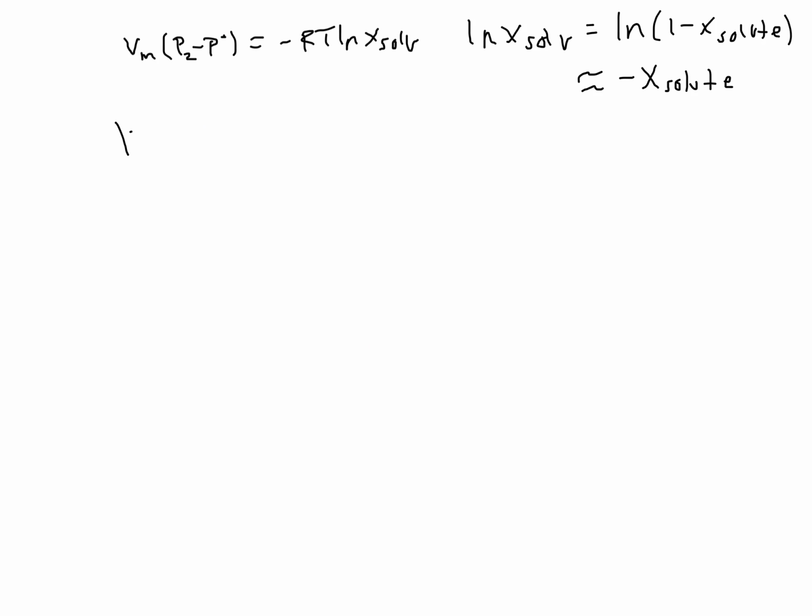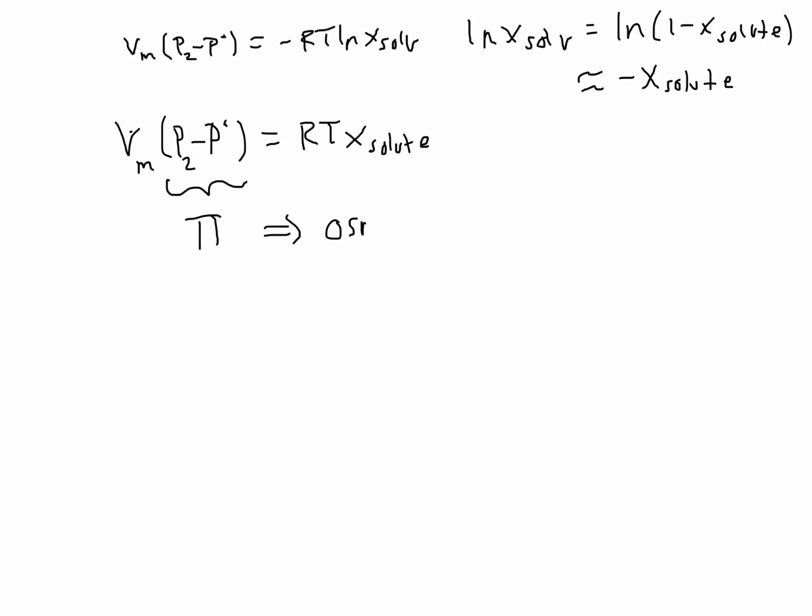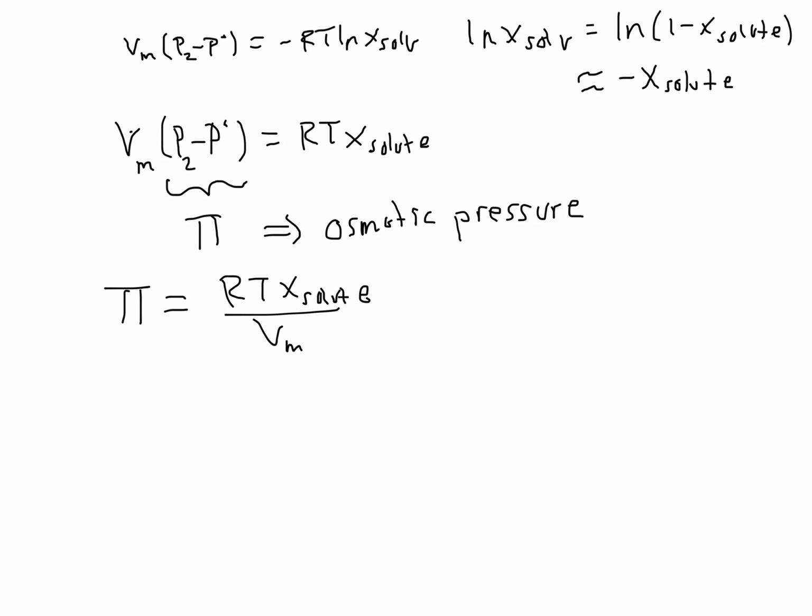Making that substitution, the molar volume of the solvent times P2 minus P pure is equal to RT times the mole fraction of the solute. Notice that this difference in pressures is exactly what we call the osmotic pressure, and we give that the symbol pi. And so we can write that the osmotic pressure is equal to RT times X solute divided by the molar volume of the solvent. In dilute solution, the mole fraction of the solute is equal to the number of moles of the solute divided by the number of moles of the solvent.